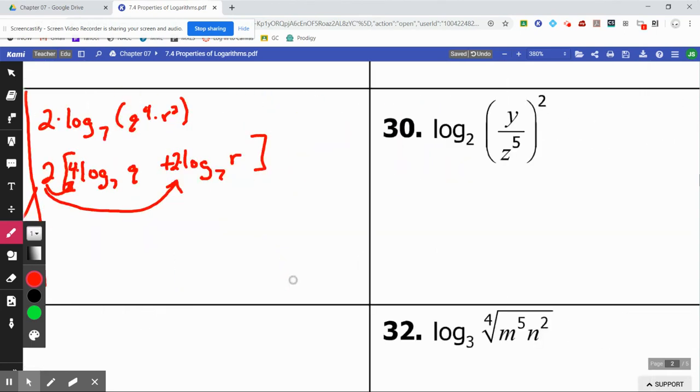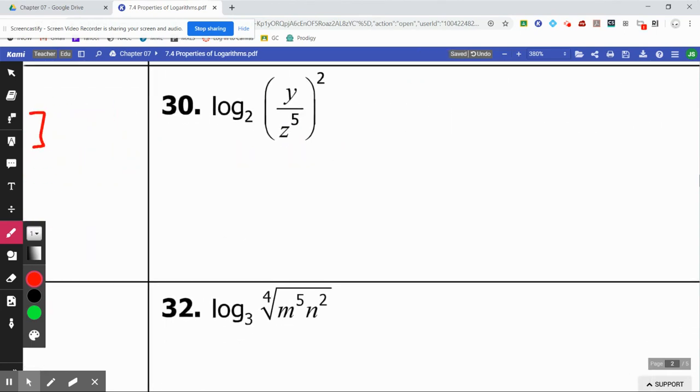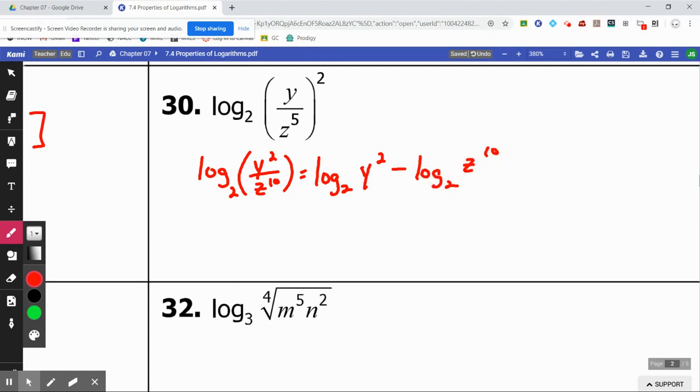Number 30. I would do the same thing. I would go ahead and raise the stuff in the parentheses to the 2nd power, so that'd give it a y squared and a z to the 10th. So now you have a quotient, that'd be log base 2 of the top minus log base 2 of the bottom. And those exponents are then brought down front. That'd be 2 times the log base 2 of y minus 10 times the log base 2 of z.